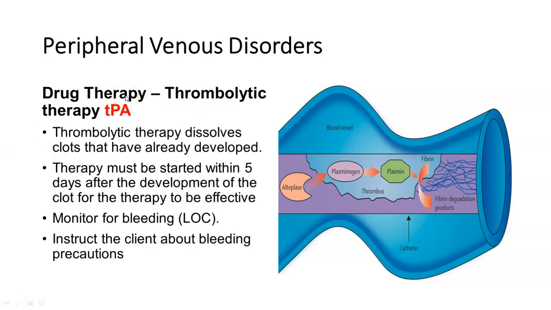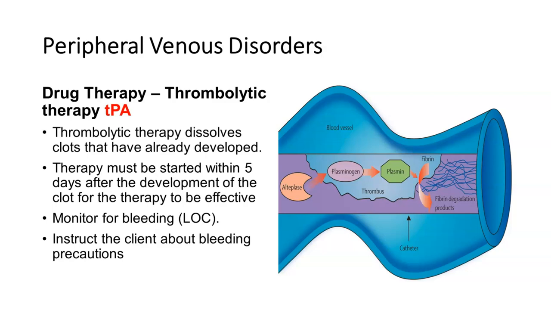If we consider that this is really acute and the heparin's not working, or we just need to do something immediately, we can use thrombolytic therapy. We've discussed thrombolytic therapy in the past. Most common is going to be TPA, the tissue plasminogen activator, and that's going to go in and actually dissolve the clot. Unfortunately, that also greatly increases your risk of bleeding.